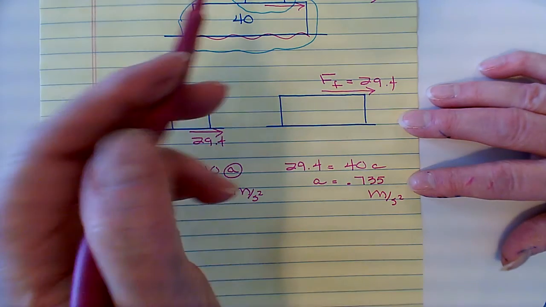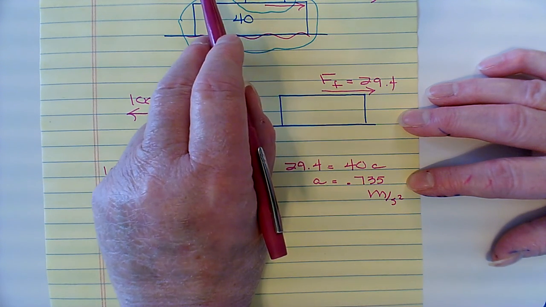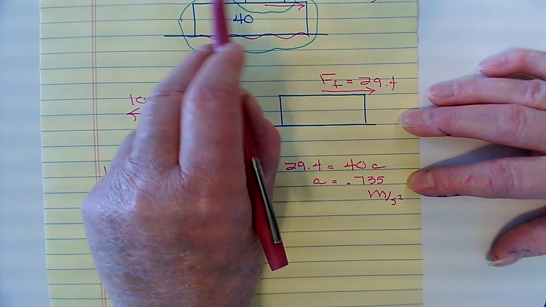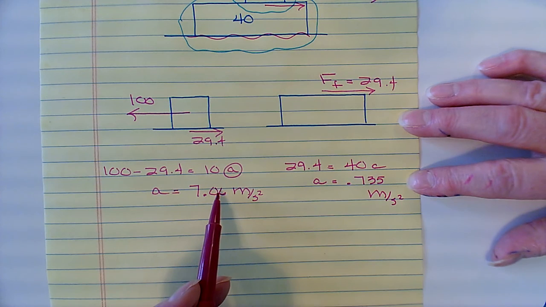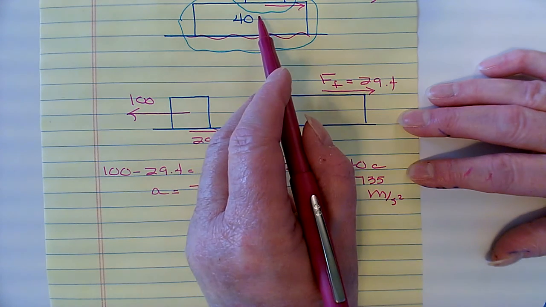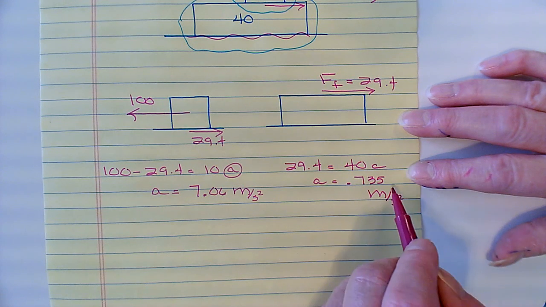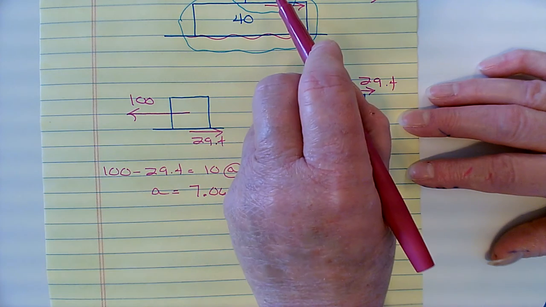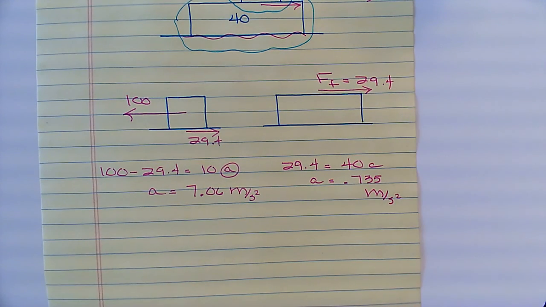So I can tell that when I pull on the 10 with 100 newtons, the 10 is going to go forward at 7.06, and the 40 is going to actually eke forward at 0.735 meters per second squared. So he's not going to quite keep up with the 10, but he will be moving forward slightly.